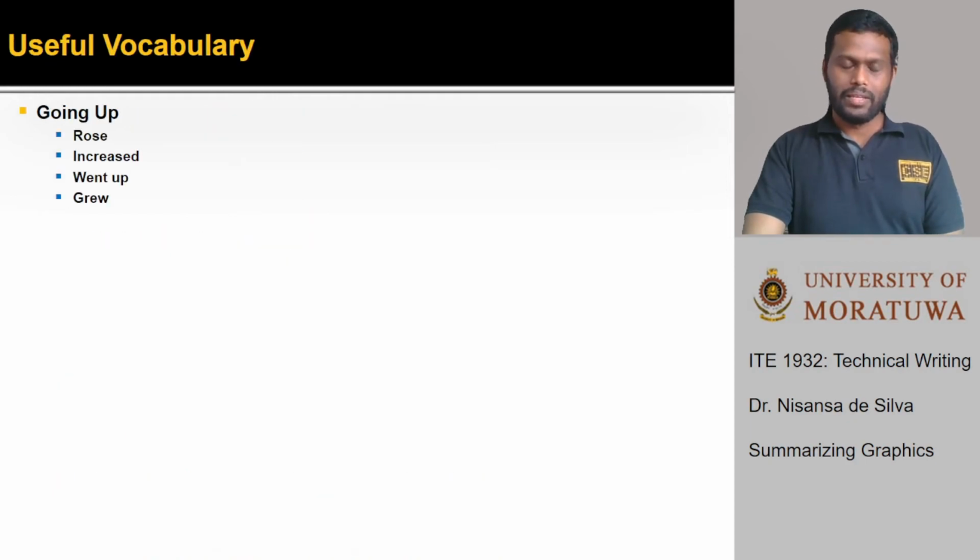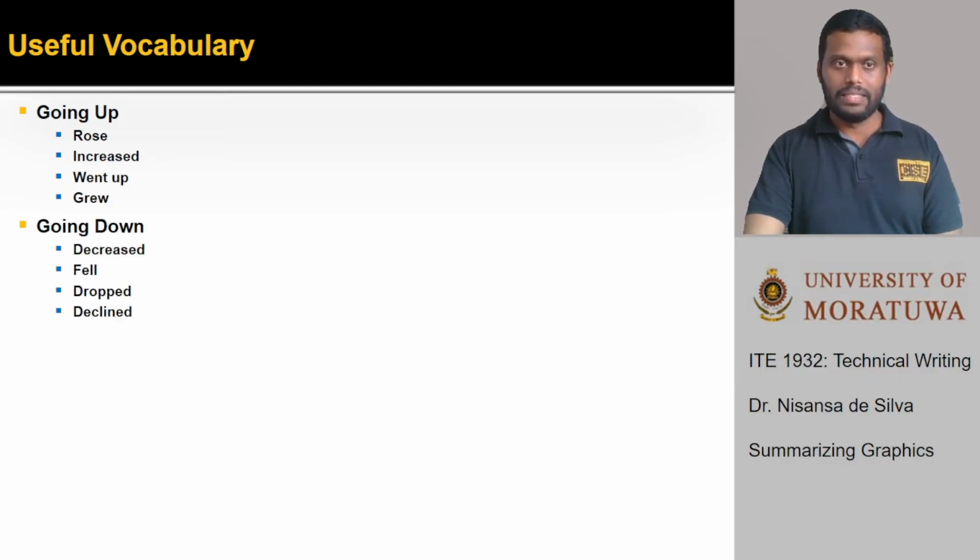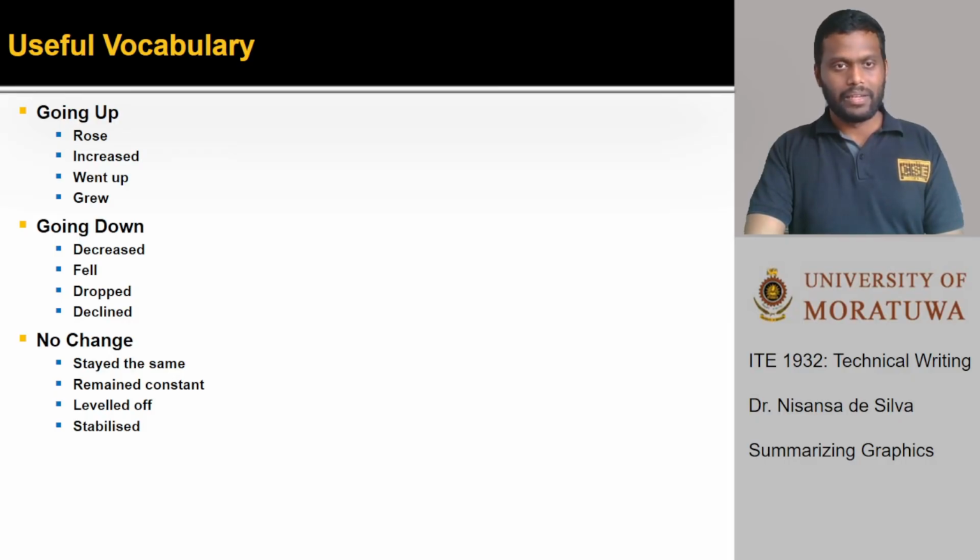Useful vocabulary to describe, let's say, going up, you would say rose, increased, went up, grew. Going down: decreased, fell, dropped, declined. No change: stayed the same, remained constant, leveled off, stabilized.